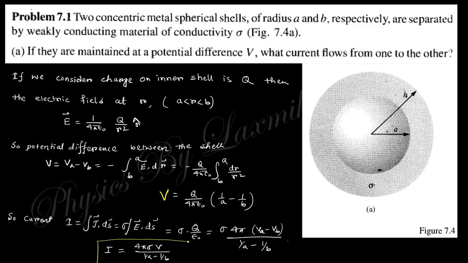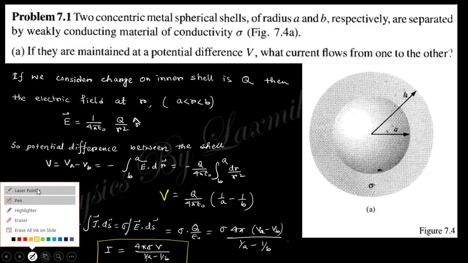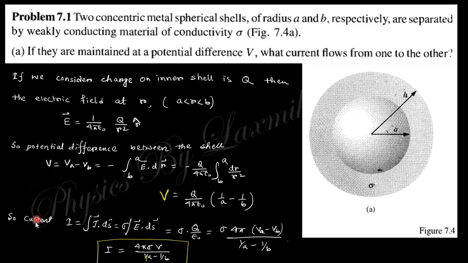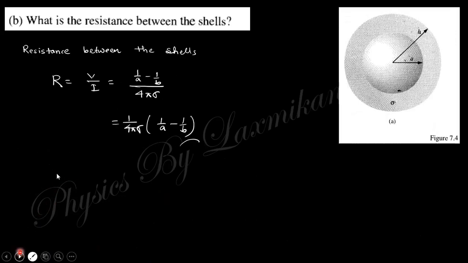So finally the current expression will be 4 pi sigma V by (1 by a minus 1 by b), right? I think this expression is clear. If there is any doubt, you must comment in the comment box. Go to the next one.